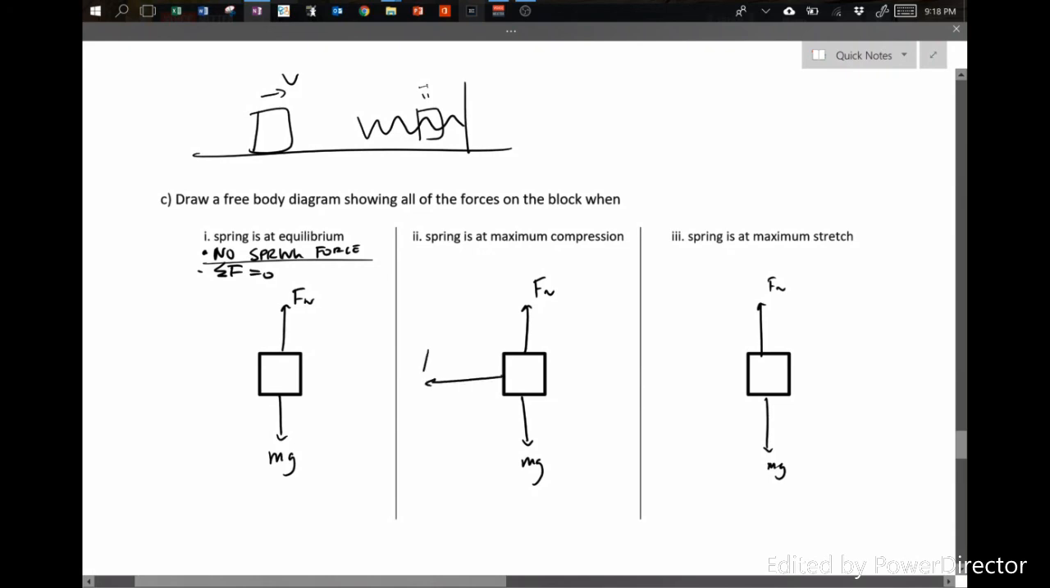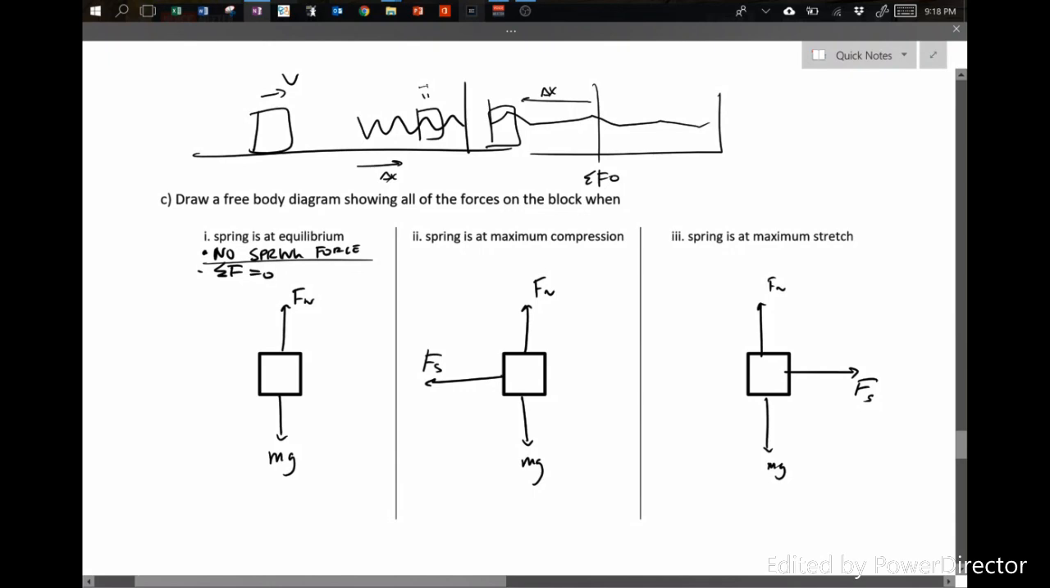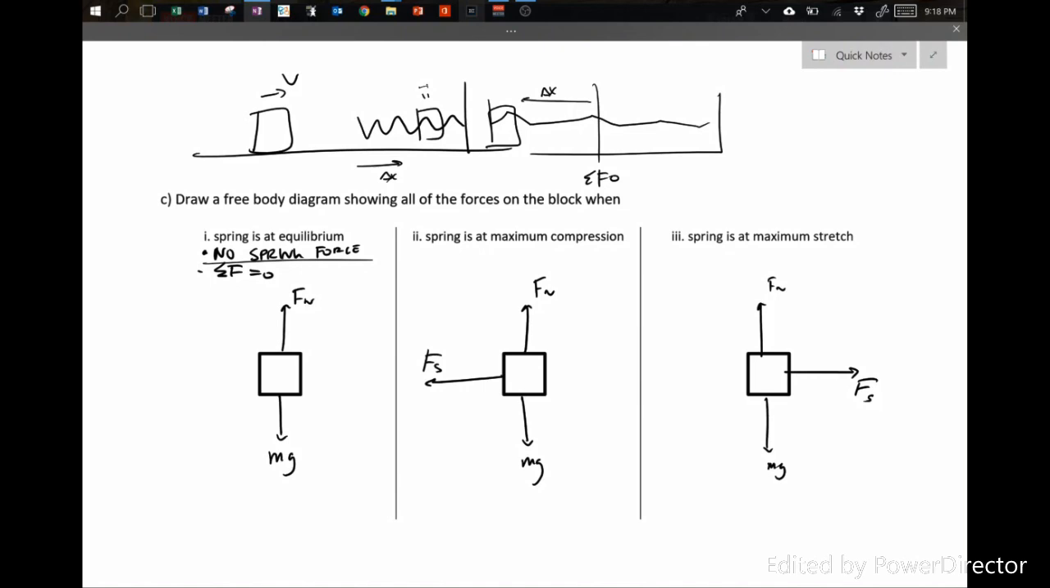At that point, the force of the spring is pushing me in that direction. I've compressed it, so my delta x is in that direction. The spring is going to push in the opposite direction, like we have written. And then when the spring is at maximum stretch, we are going to be out here, where this was my equilibrium position. My stretch is in this direction, and my force is restoring me back towards equilibrium, so it's pointed to the right.